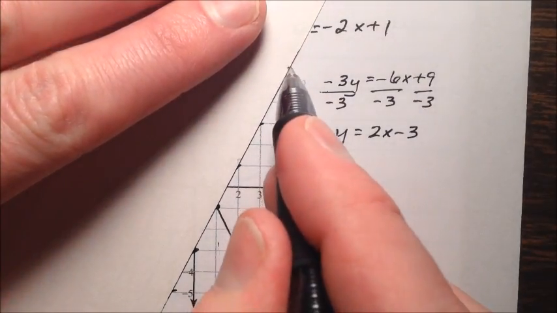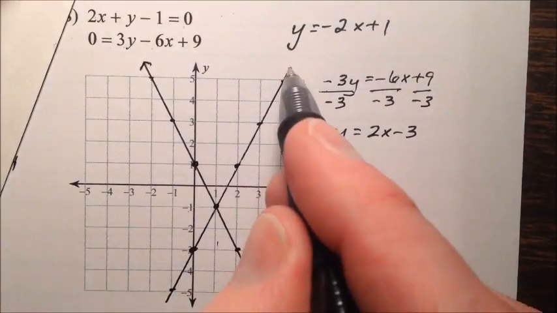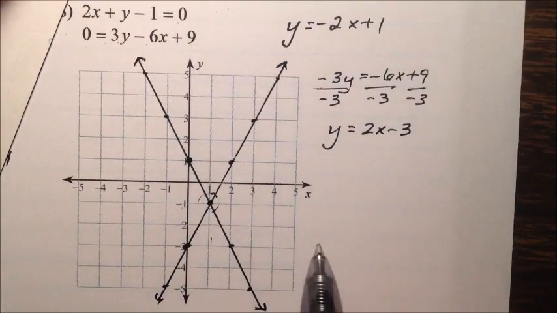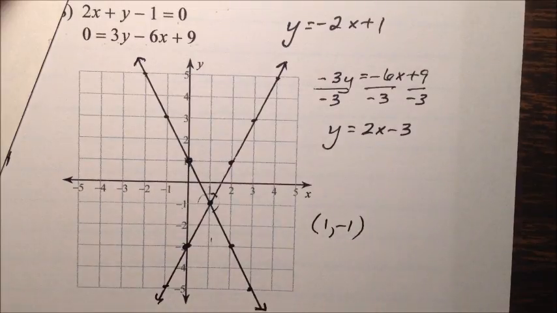And it looks like we're going to have a single point of intersection, and it's going to be here at 1, negative 1. So my answer is 1, negative 1. And if I was to classify this system, it would be consistent and independent.